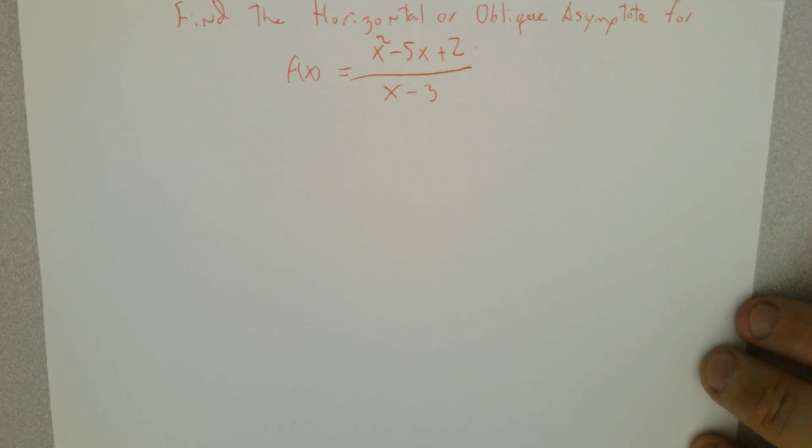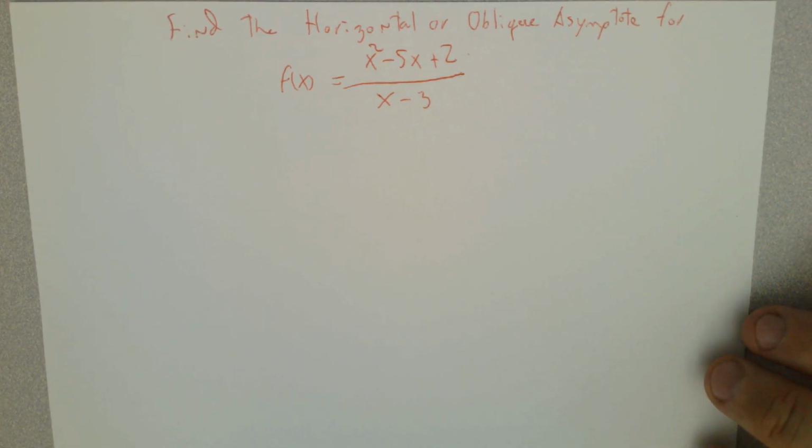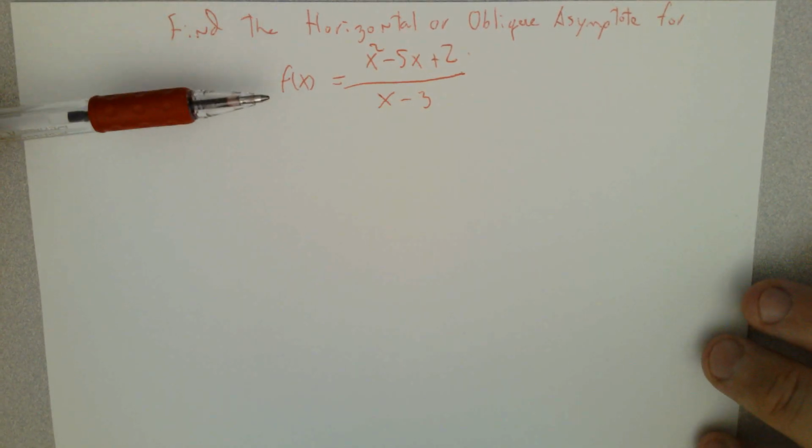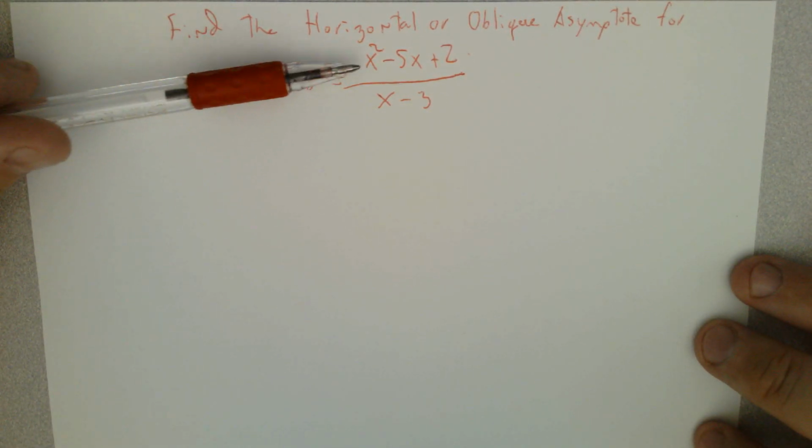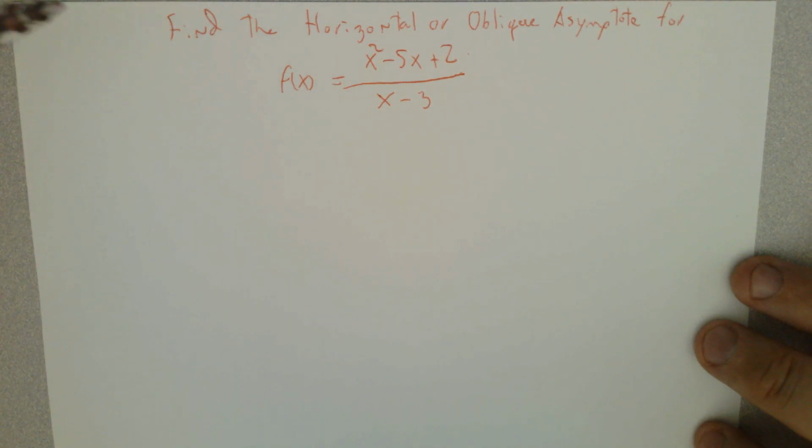Today we're going to be trying to find the horizontal or oblique asymptote of a function. For today's question, I'm going to go over the function x squared minus 5x plus 2 over x minus 3.